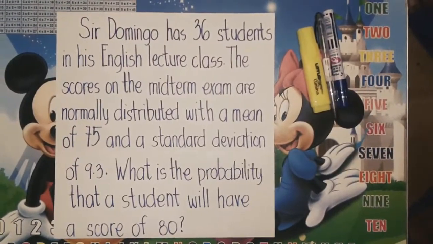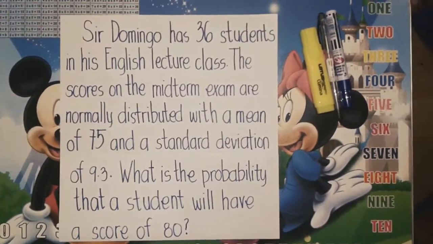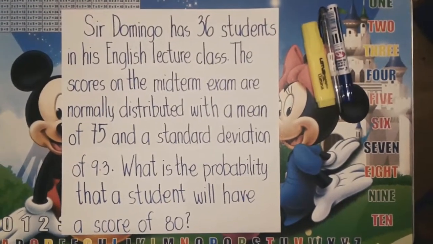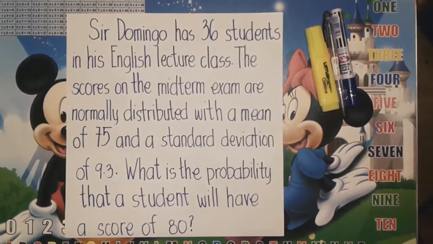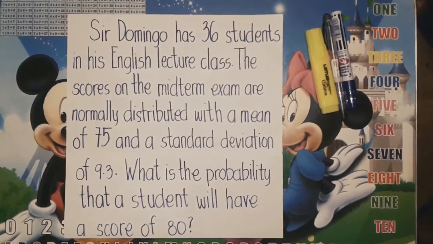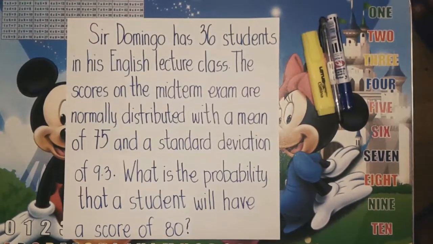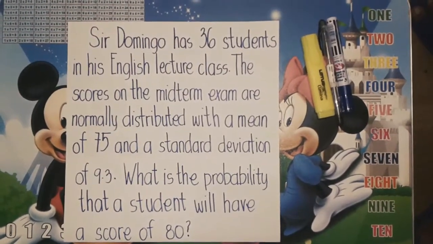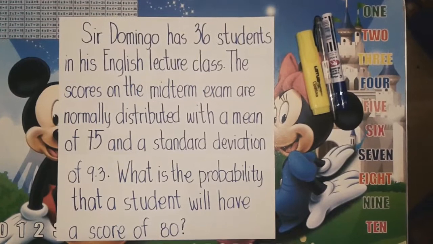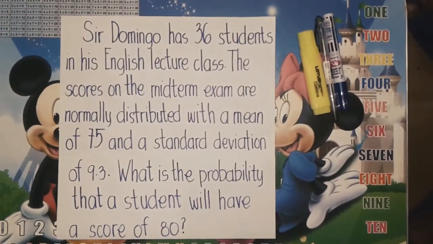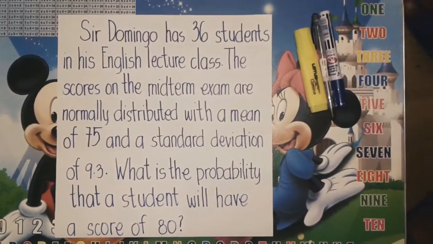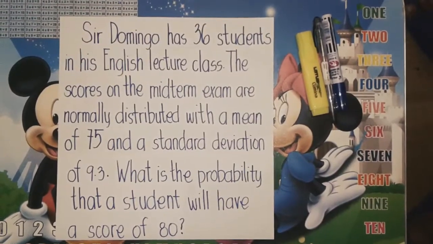For you to understand more about normal distribution, I have a sample problem here. Sir Domingo has 36 students in his English lecture class. The scores on the midterm exam are normally distributed with a mean of 75 and a standard deviation of 9.3. What is the probability that a student will have a score of 80?